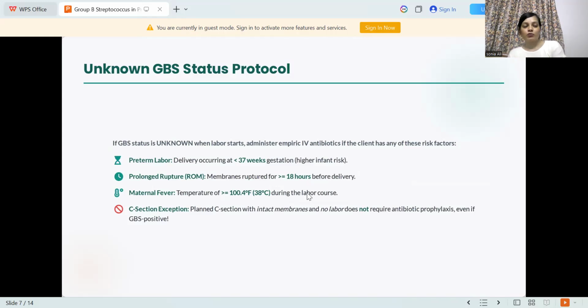Prolonged rupture of membranes: patients who have a membrane rupture and the time is greater than or equal to 18 hours before delivery. We need to give those patients IV antibiotics during labor as well. Now, maternal fever: if the mother comes in in labor and you find that the patient has a fever at that time, we will also give these patients IV antibiotics during labor.